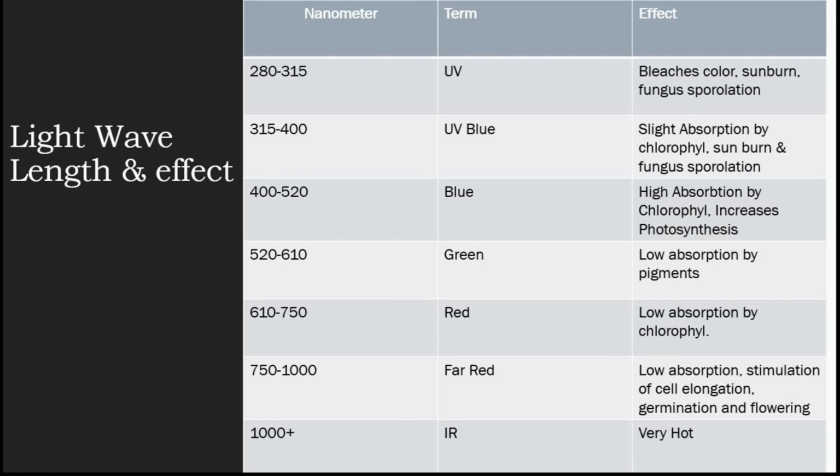Then comes 315 to 400. That is also known as ultraviolet blue. This is slightly absorbed by the chlorophyll and it gives sunburn and also stimulates fungus sporulation. So I would rather suggest even this spectrum is not good for the plants, but it's still acceptable. But I won't suggest going with 315 to 400.